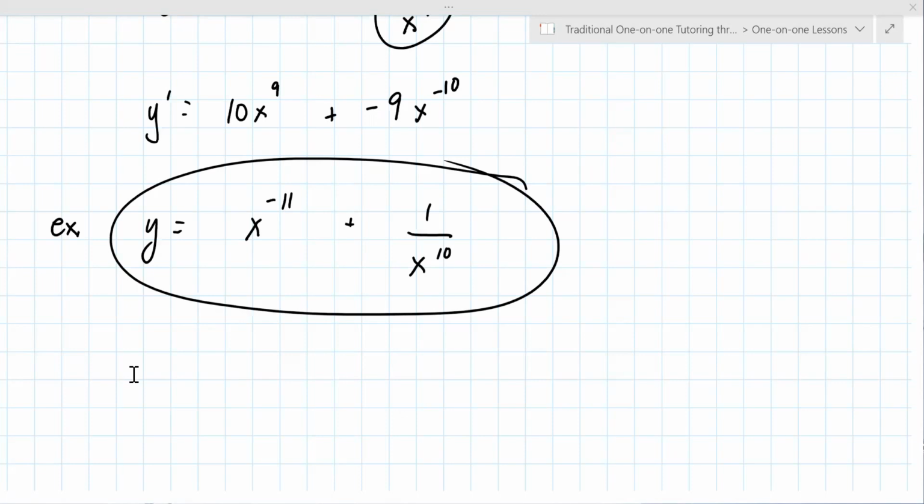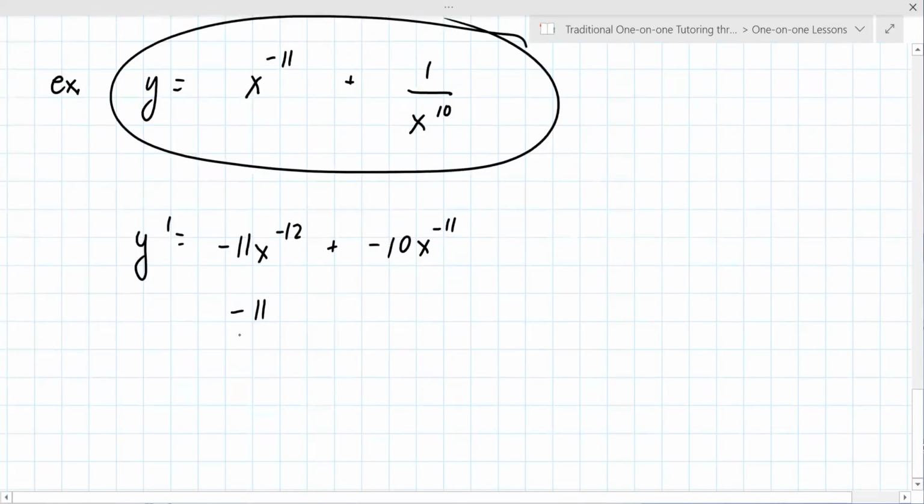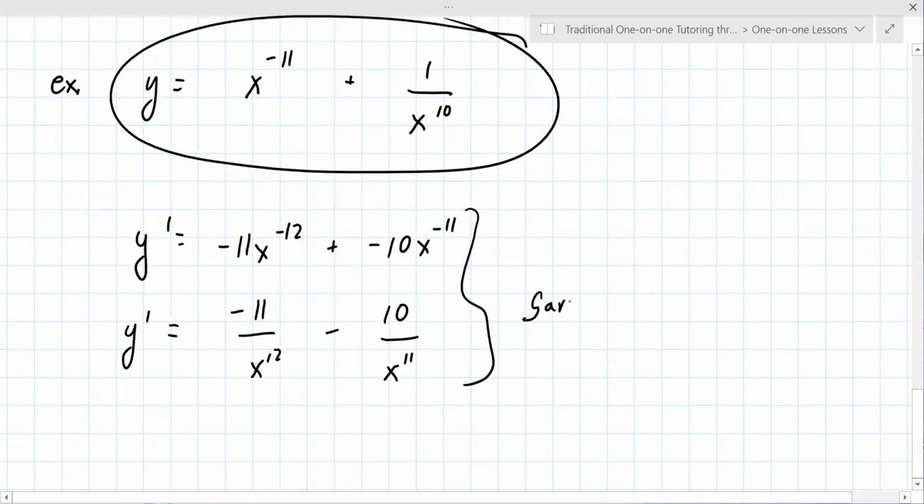Okay, so let me write the answer here. It's -11x to the -12 plus -10x to the -11. Now you may also see it written this way in a textbook or in a web assign. These are the same. Yep, they're the same because of that exponent rule.